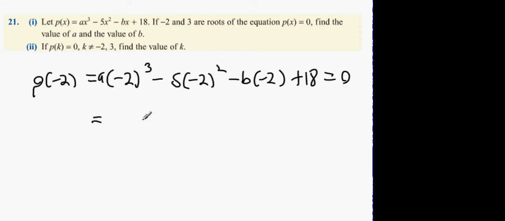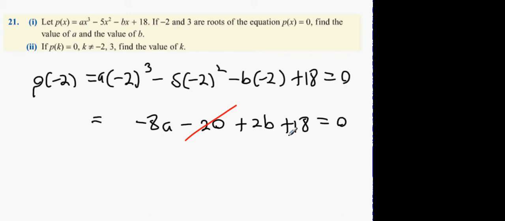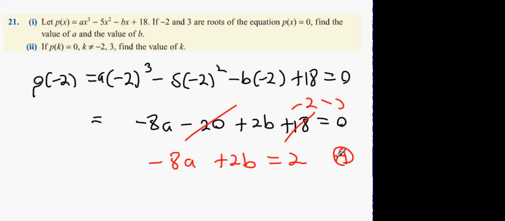I'm going to get minus 8a minus 20 plus 2b plus 18 equals 0. The minus 20 and the 18 give me minus 2. I'm going to bring minus 2 over to the other side. I'm going to get minus 8a plus 2b equals 2. This is my first equation. Now, some of you might have divided both sides by 2. You're allowed to do that.